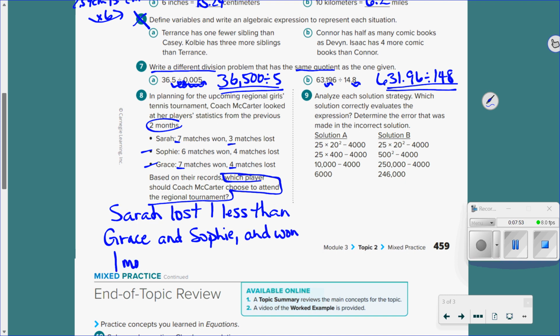Everybody understand that one? You could mathematically work it out if you wanted to, but if all they're asking is an explanation, you can also just explain it with logic. Our next one, analyze each solution. Which solution correctly evaluates the expression? There's our question. Determine the error. So we also have to determine the error.